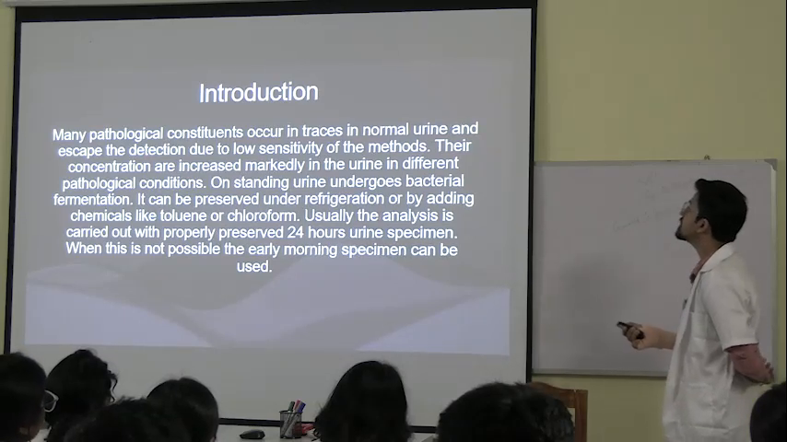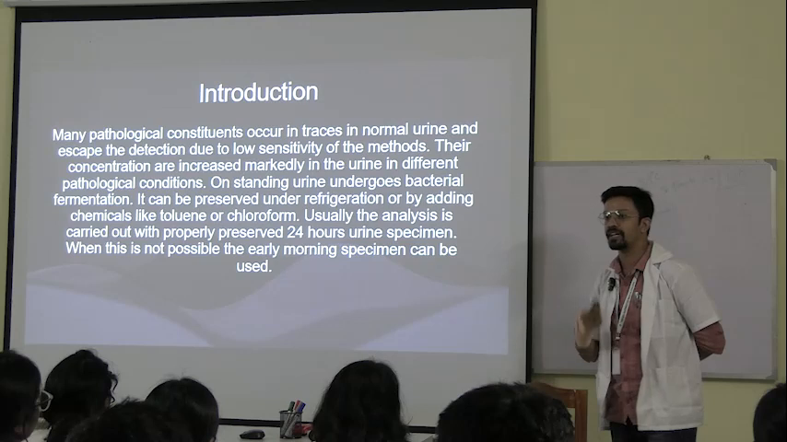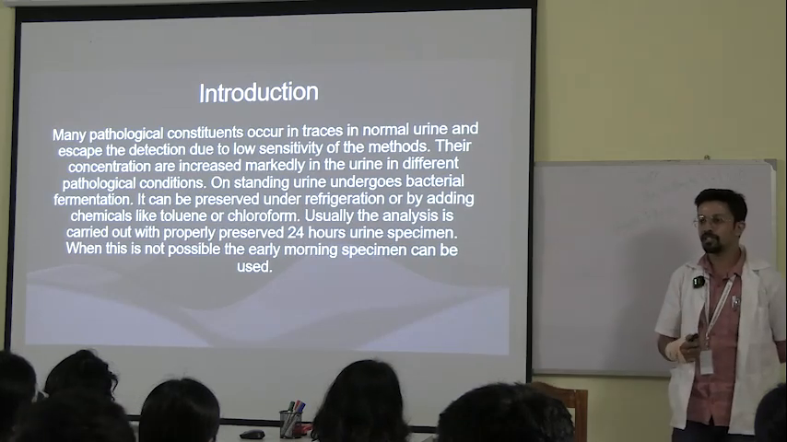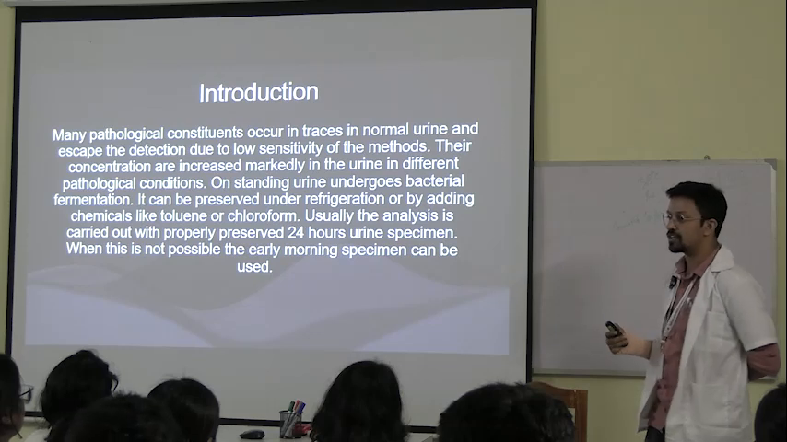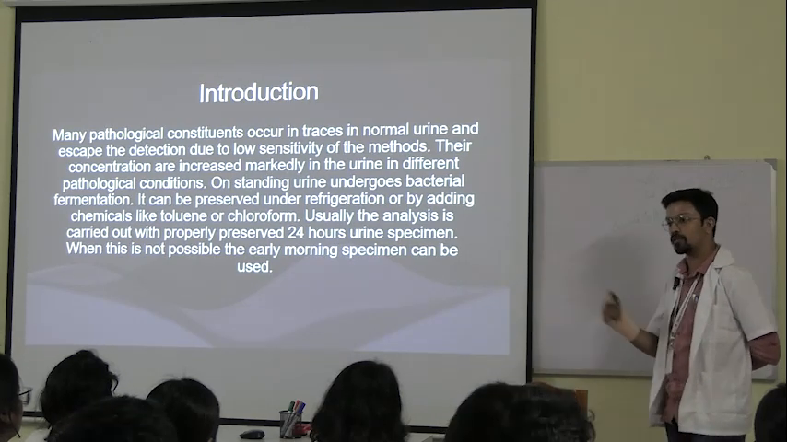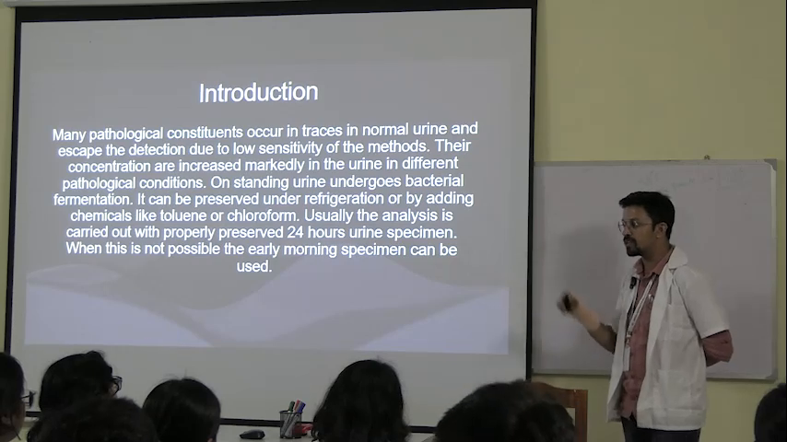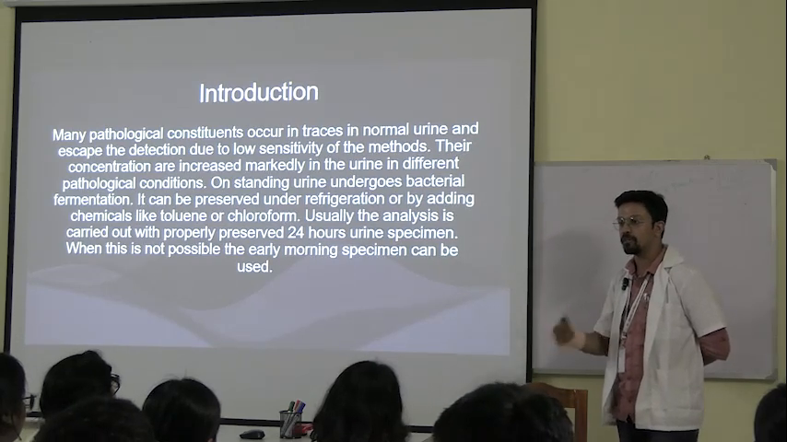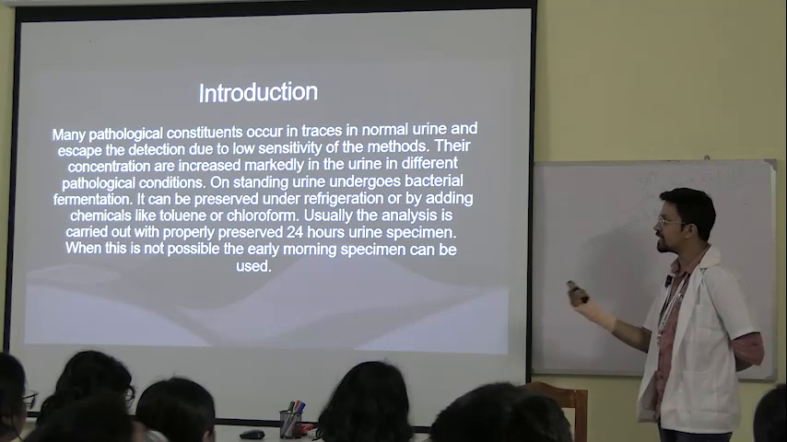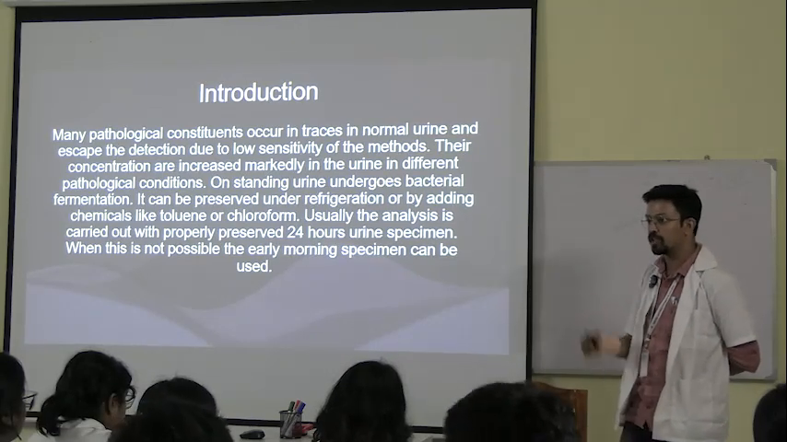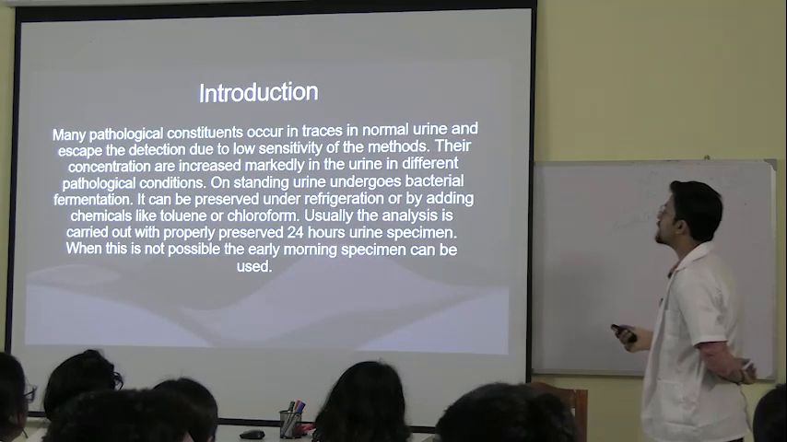Fine. Now their concentrations are increased markedly in the urine in different pathological conditions. Reducing sugar, or the other abnormal constituents, can be increased in urine in pathological conditions, not in physiological ones. Pathological means it is causing us disease, and physiological means it is the normal physiology that is producing the reducing sugar. If it is physiological, the test will not come positive, but if it is pathological, definitely the test will come positive.